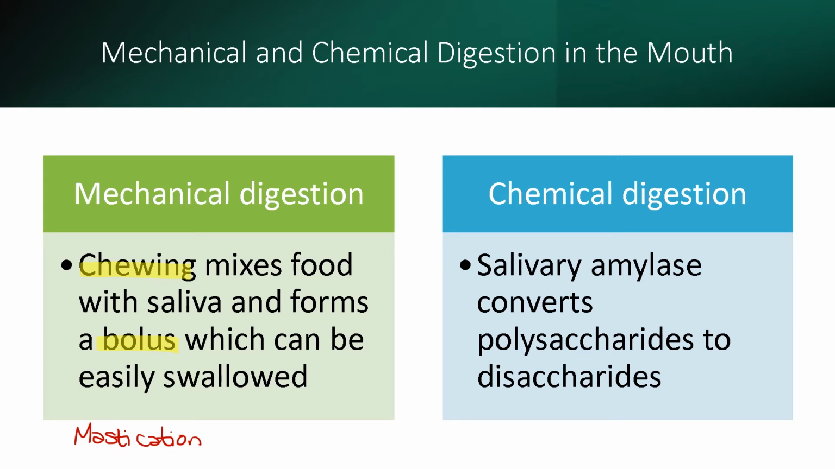Now there's also some chemical digestion that happens in the mouth as well. There are two enzymes, salivary amylase, and lingual lipase, which are two important enzymes in your mouth. Salivary amylase and lingual lipase, these are both going to contribute to chemical digestion in the mouth. So salivary amylase is secreted by the salivary glands.